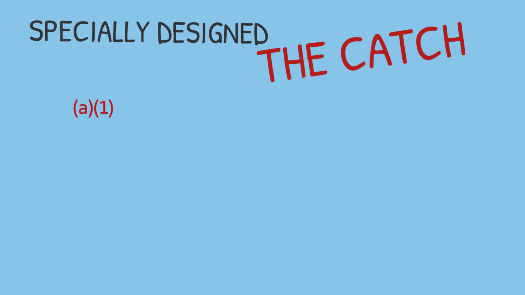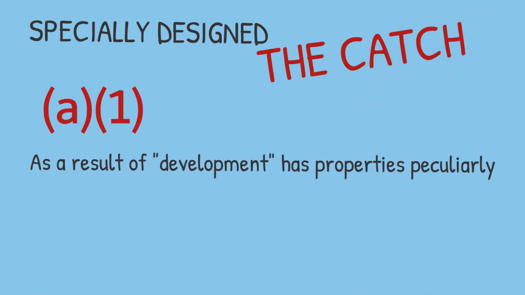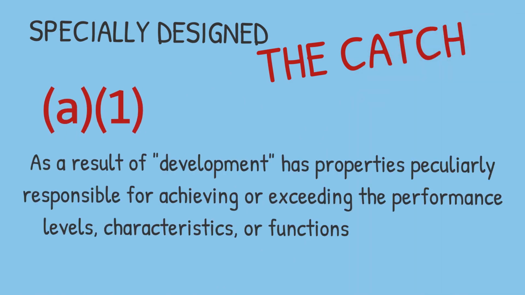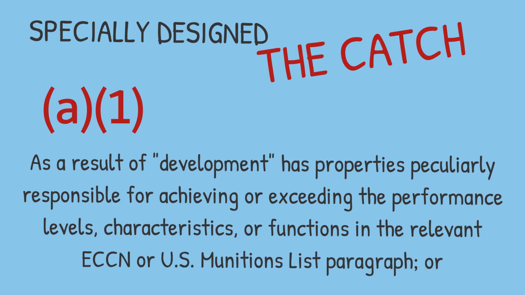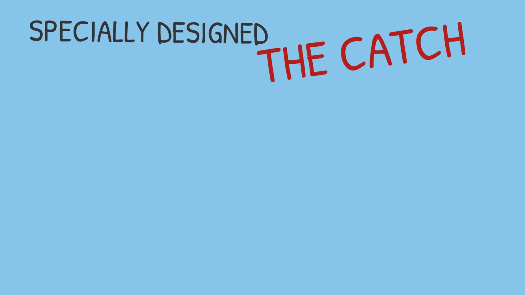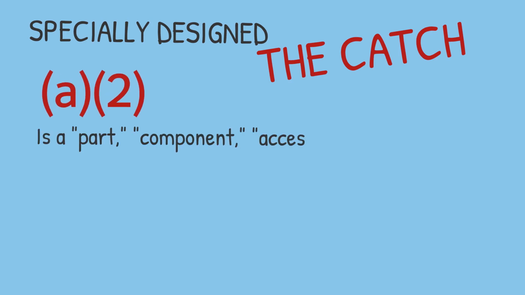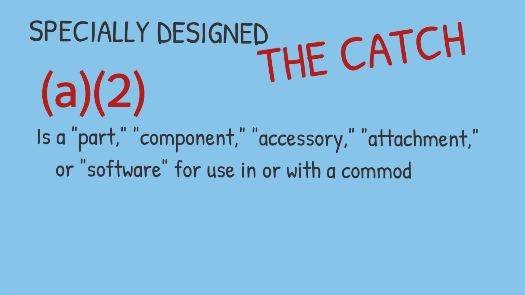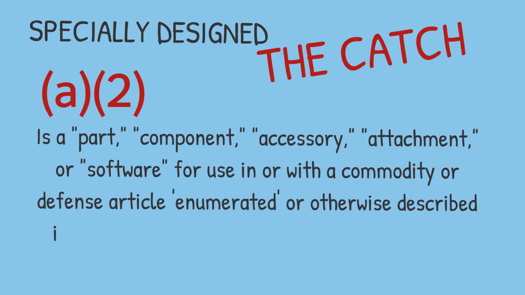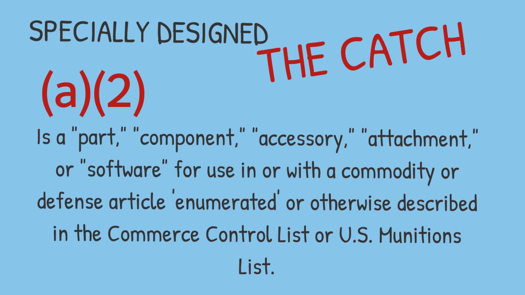Paragraph A1 catches an item that, as a result of development, has properties peculiarly responsible for achieving or exceeding the performance levels, characteristics, or functions in the relevant ECCN or U.S. Munitions List paragraph. Paragraph A2 catches a part, component, accessory, attachment, or software that is for use in or with a commodity or defense article enumerated or otherwise described in the Commerce Control List or U.S. Munitions List.